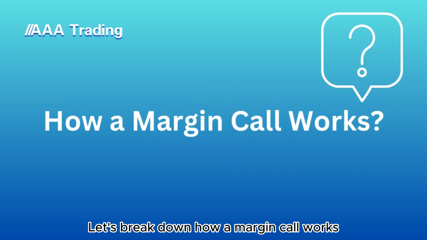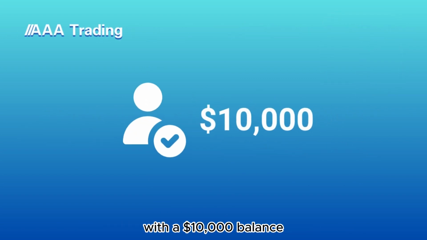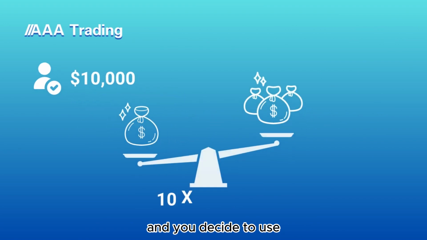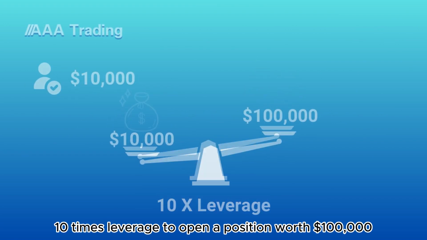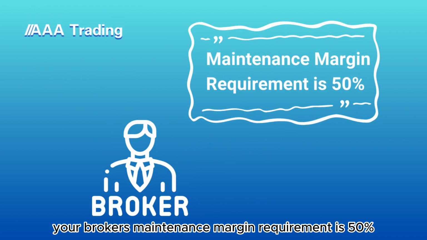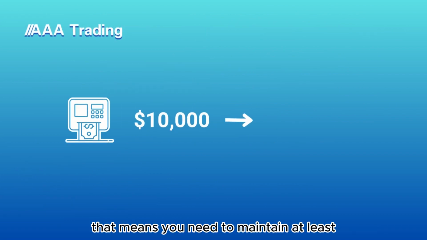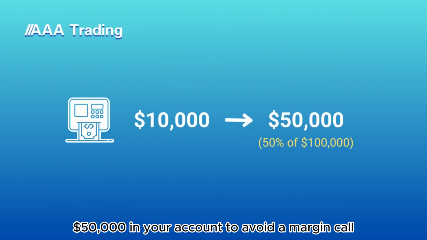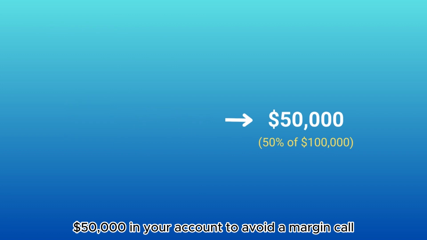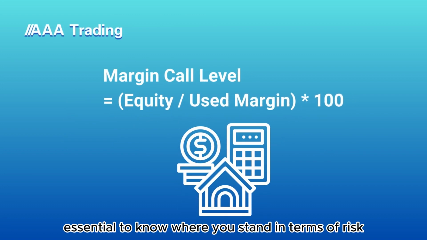Let's break down how a margin call works. Imagine you have a trading account with a $10,000 balance and you decide to use 10 times leverage to open a position worth $100,000. Your broker's maintenance margin requirement is 50%. That means you need to maintain at least $50,000 in your account to avoid a margin call. Calculating your margin call is essential to know where you stand in terms of risk.